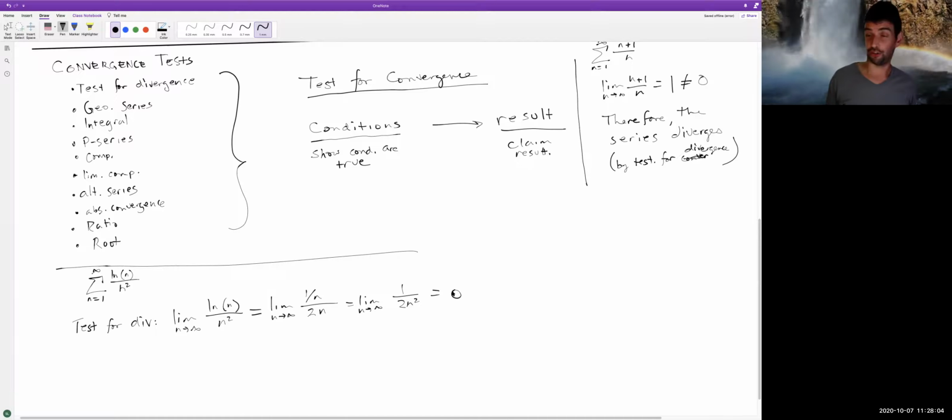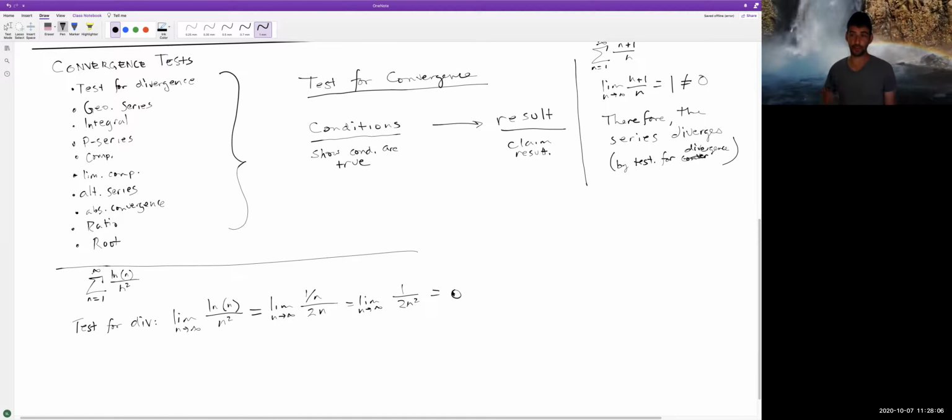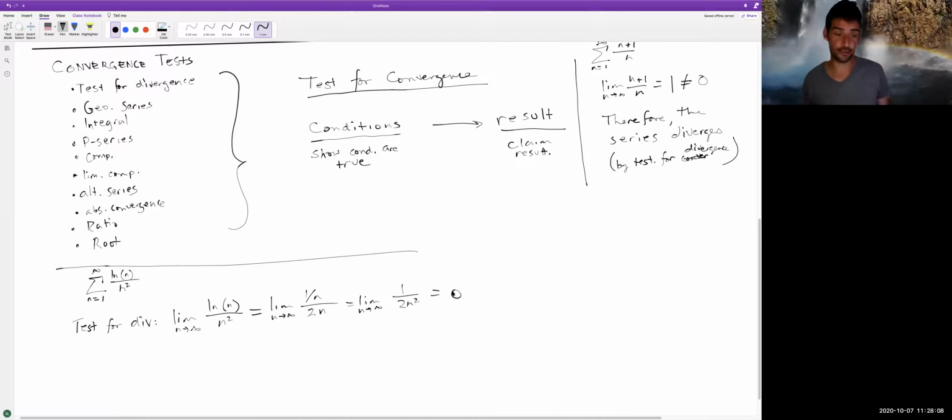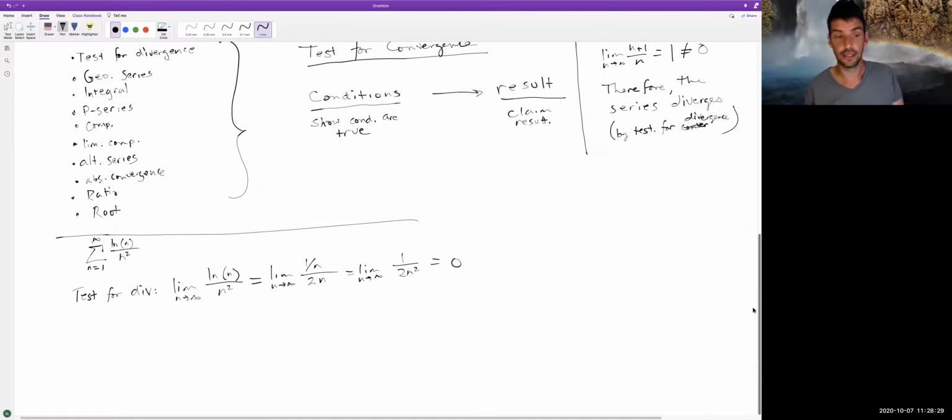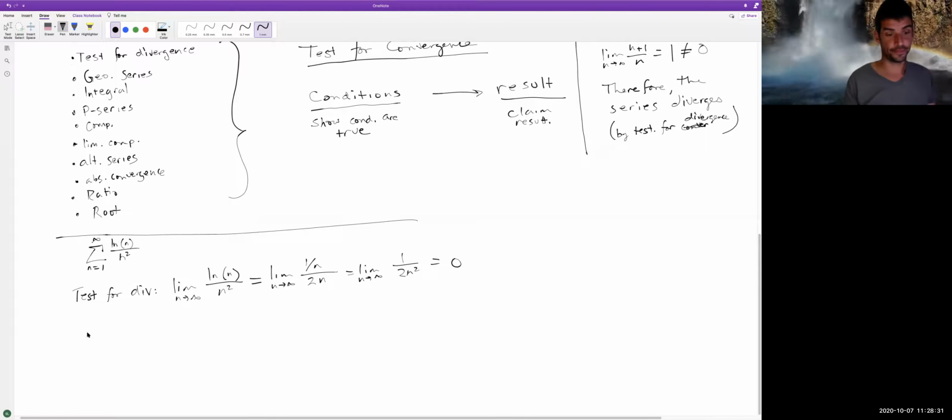So the terms are getting smaller and smaller until they nearly vanish, right? They're getting as close as we want to 0 by taking n large enough. However, some things that do that converge and some things that do that diverge. So the test for divergence was inconclusive. So we might move on to something else. Let's try a comparison test.